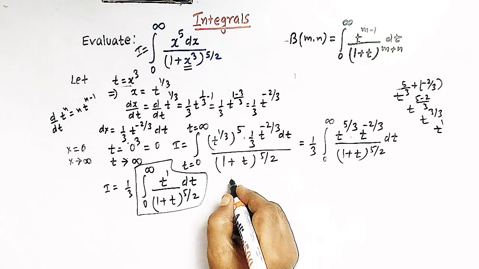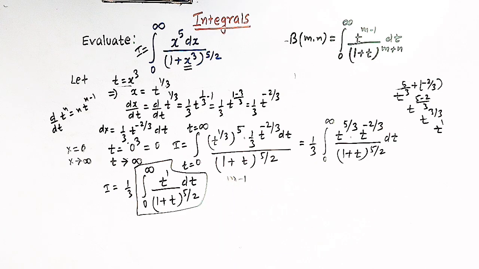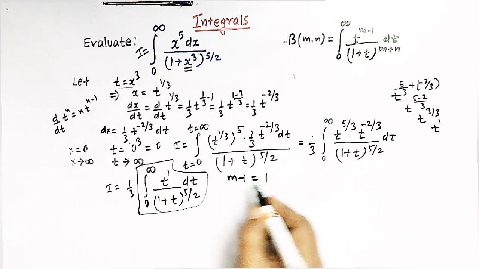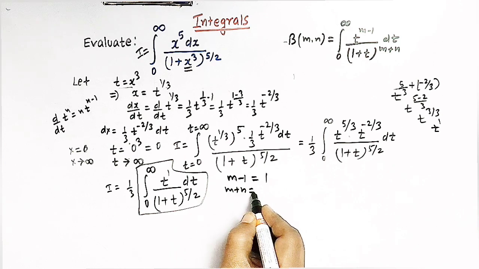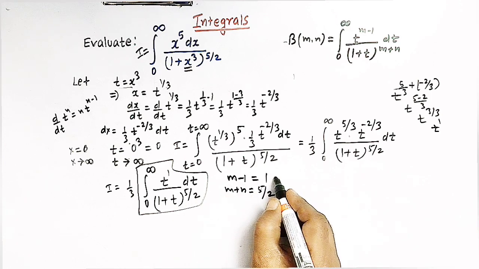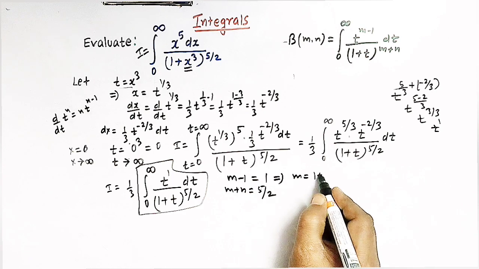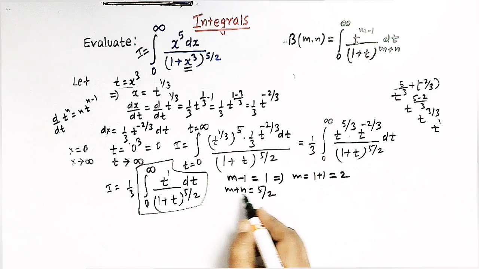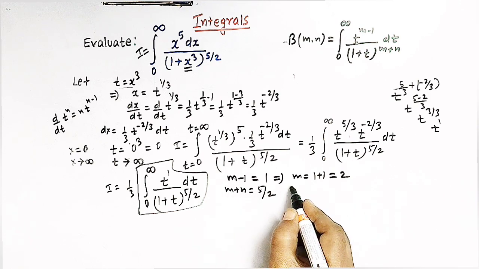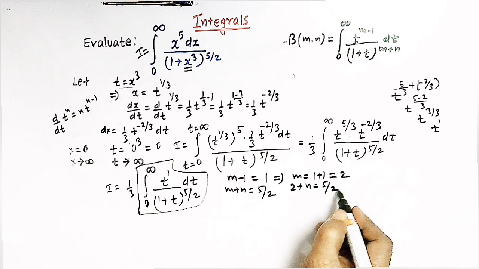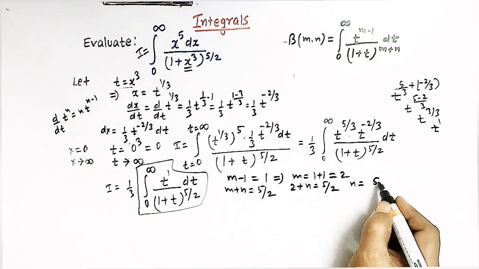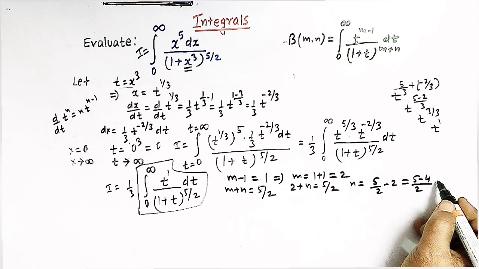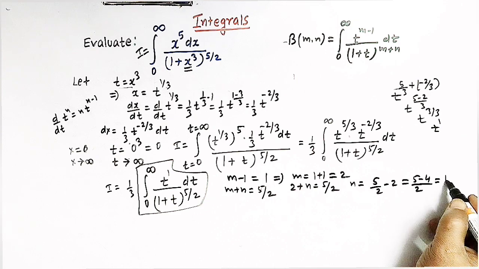So we have m minus 1 equal to 1, and m plus n is equal to 5 over 2. Let us solve these equations. We have m is equal to 1 plus 1, taking minus 1 to the right-hand side, so m is 2. Then taking m equal to 2 in this equation, we have 2 plus n is equal to 5 over 2. So n is 5 over 2 minus 2, that is 5 over 2 minus 4 over 2, and 5 minus 4 is 1. So we have n equal to 1 over 2.